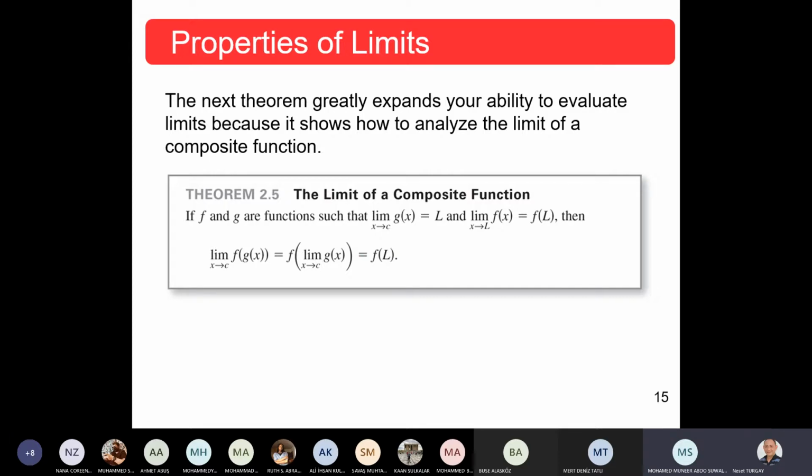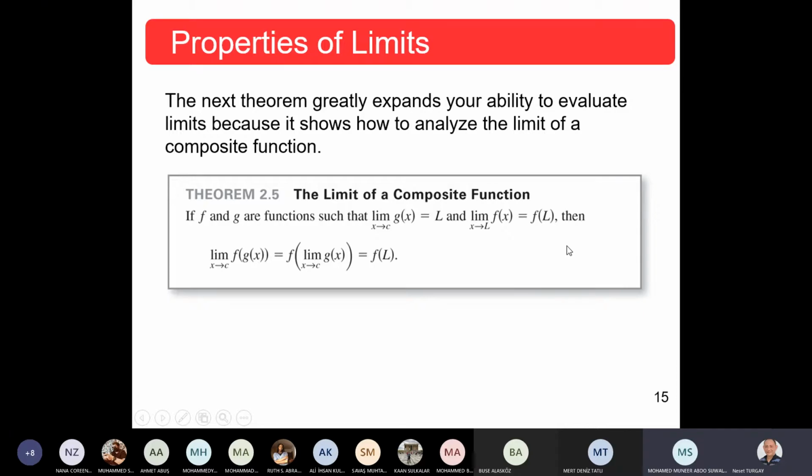If f and g are functions such that the limit of g of x as x goes to c is equal to L, and the limit of f of x as x goes to this capital L equals f of L, then the limit of f of g of x as x goes to c is equal to f of the limit of g of x as x goes to c, and it is equal to f of L, because the limit of g of x as x goes to c is L.